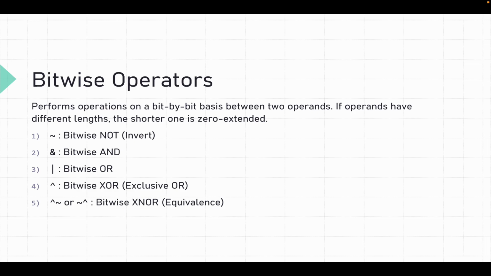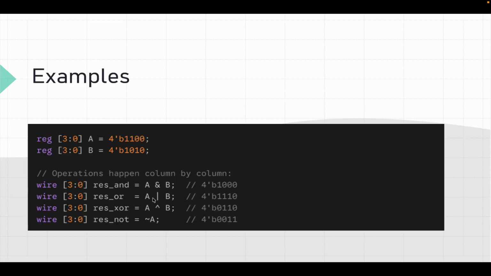Then we have bitwise operators. These perform operations bit by bit, comparing the columns between two operands. If your operands are of different lengths, Verilog will automatically add 0s to the shorter one. There are various types: bitwise not, bitwise and, bitwise or, bitwise XOR, and bitwise XNOR. Let us see how it works. We have a 4-bit register A which has 1100 and a 4-bit register B which has 1010. Let us see how the operations work.